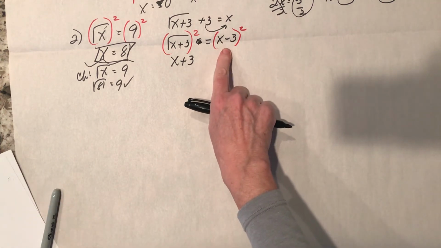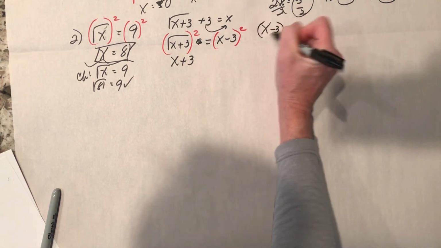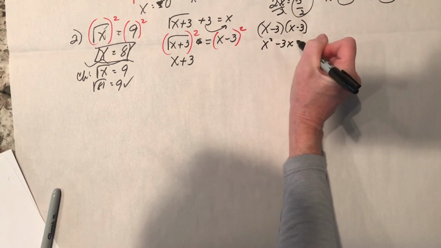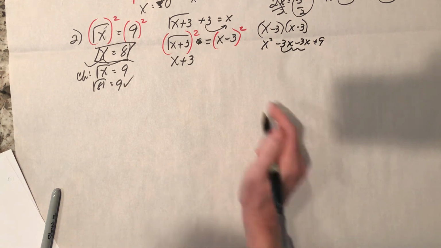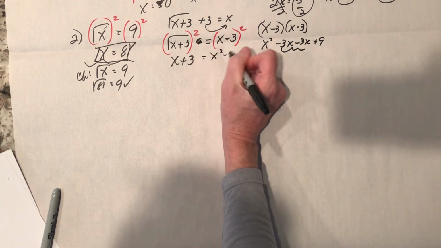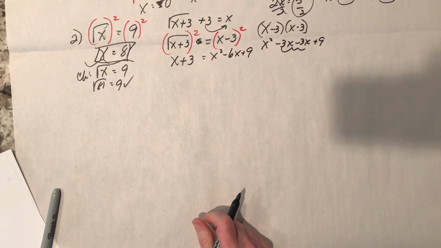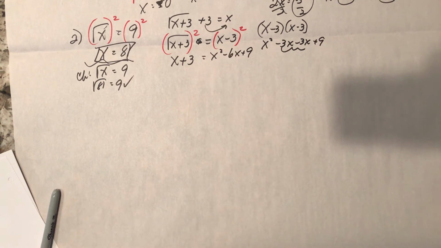This is a FOIL problem. This is x minus 3 times x minus 3. First, outside, inside, last, and combine those two middle terms. So we get x squared minus 6x plus 9 there. Again, once you see that x squared, you know you've got to go into factor mode.